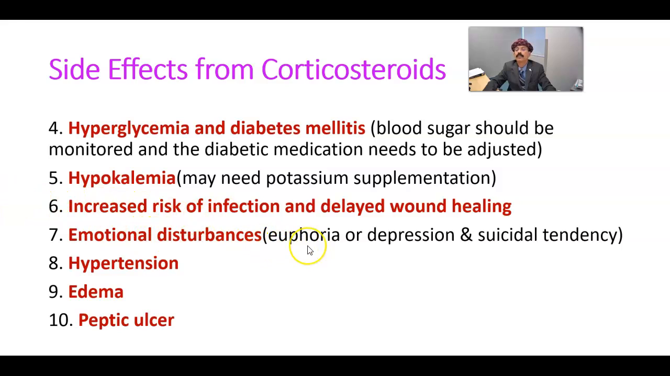Emotional disturbances, euphoria, a sense of well-being, depression, even suicidal tendency is more in a patient who takes corticosteroid. Hypertension, blood pressure will be high due to retention of fluid, high blood volume, and that may lead to hypertension. Edema, again the interstitial fluid will be high, there will be edema. Peptic ulcer, there may be ulceration in the stomach or duodenum. There may be sometimes perforation of the stomach or duodenum, which may lead to peritonitis.